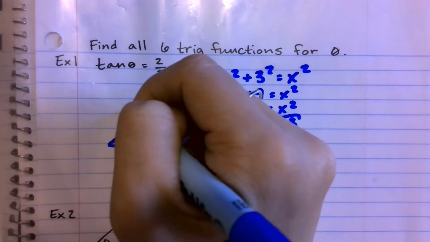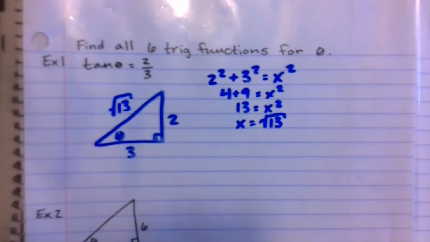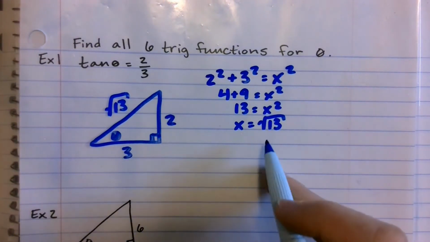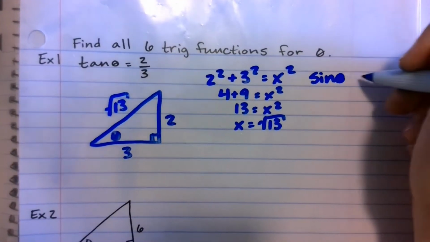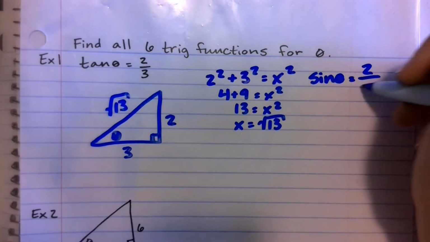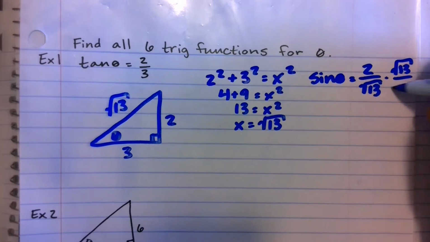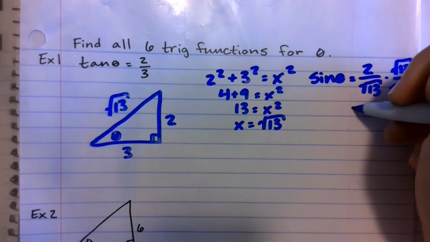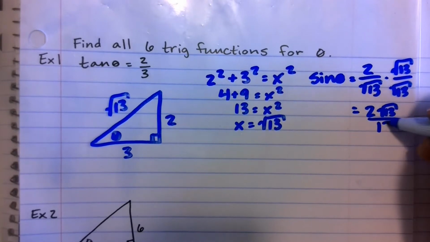Okay. Which means I'm going to have some simplifying to do when it comes to my sine and cosine, because that's going to be the denominator. So for sine of theta, I've got my opposite over hypotenuse, so 2 over radical 13. And then simplifying, multiplying by radical 13 over radical 13, I'm going to get 2 radical 13 over 13.